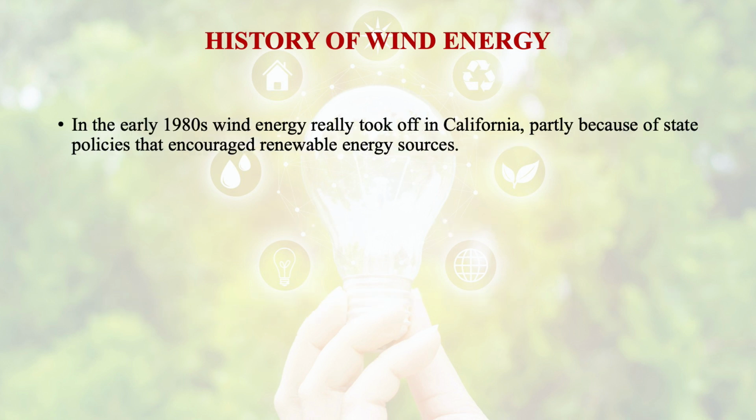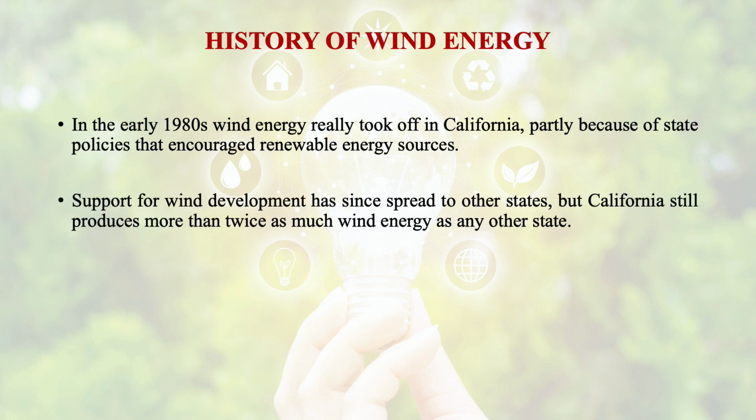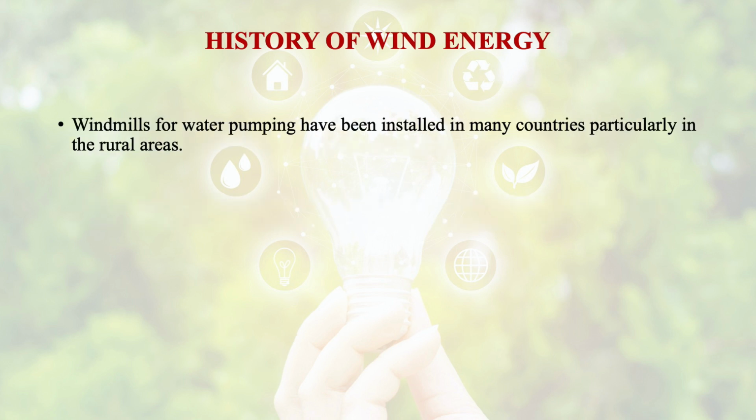In the early 1980s, wind energy really took off in California, partly because of state policies that encouraged renewable energy sources. Support for wind development has since spread to other states, but California still produces more than twice as much wind energy as any other state. Windmills for water pumping have been installed in many countries, particularly in the rural areas.